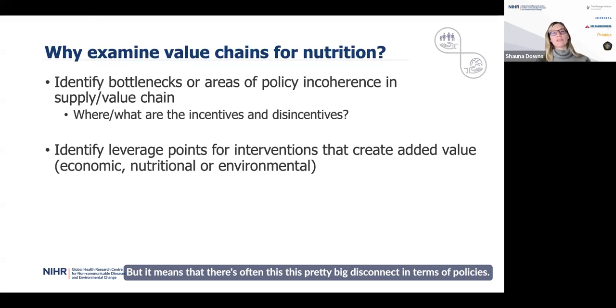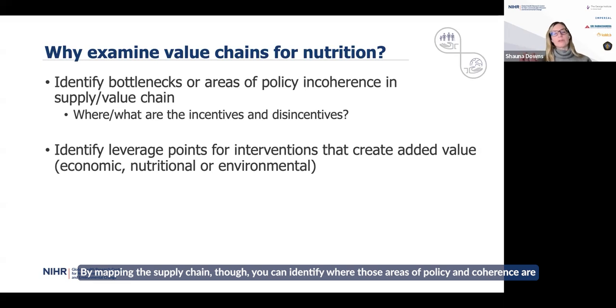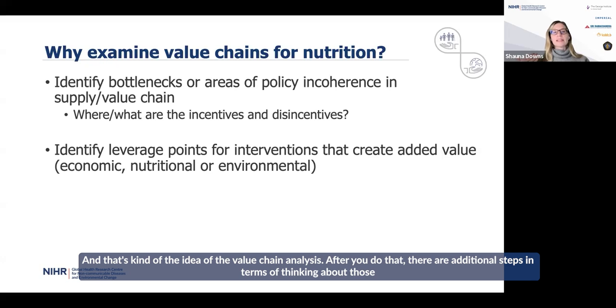But it means that there's often this pretty big disconnect in terms of policies, and you see a lot of policy incoherence. By mapping the supply chain, though, you can identify where those areas of policy incoherence are and what the incentives and disincentives are, and then you can try and identify what the levers are. So what are the leverage points for interventions that can add value, whether that be economic, nutritional, or environmental, food safety. And that's kind of the idea of the value chain analysis.